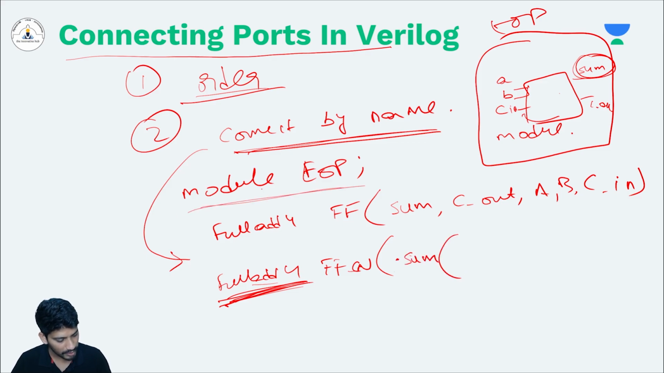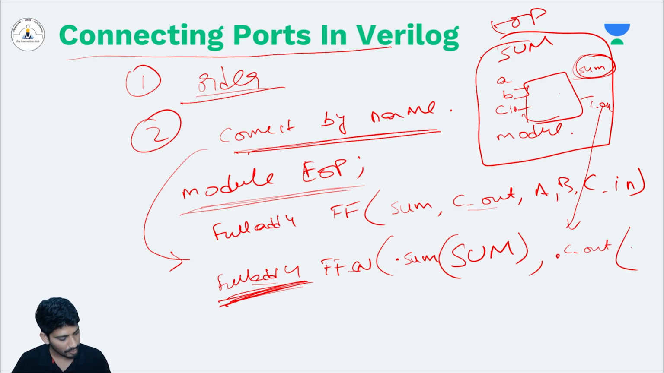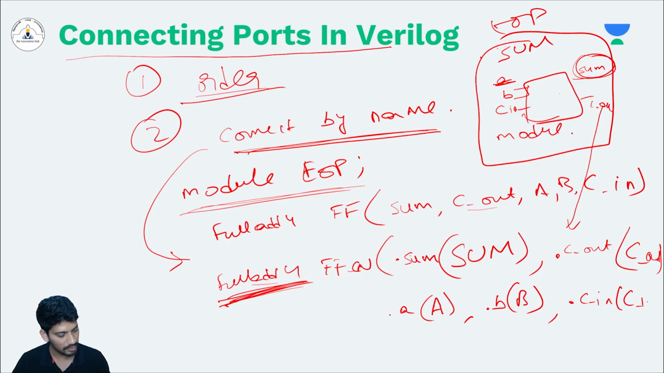Okay. So first you need to call the internal one, dot sum, and then map it to the name that is available in the top module. I have defined it in capital letters, let's say, so capital SUM you need to map. Similarly, the small cout that is available in this module, you should first call it and then map it with your capital Cout that you have defined in the top module. Similarly, the small a that you have defined here should be mapped with capital A, small b should be mapped with capital B, and small cin should be mapped with capital Cin.